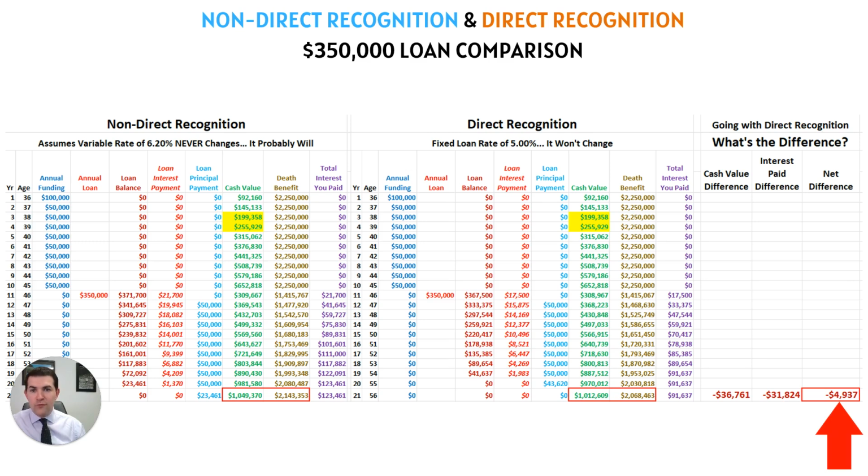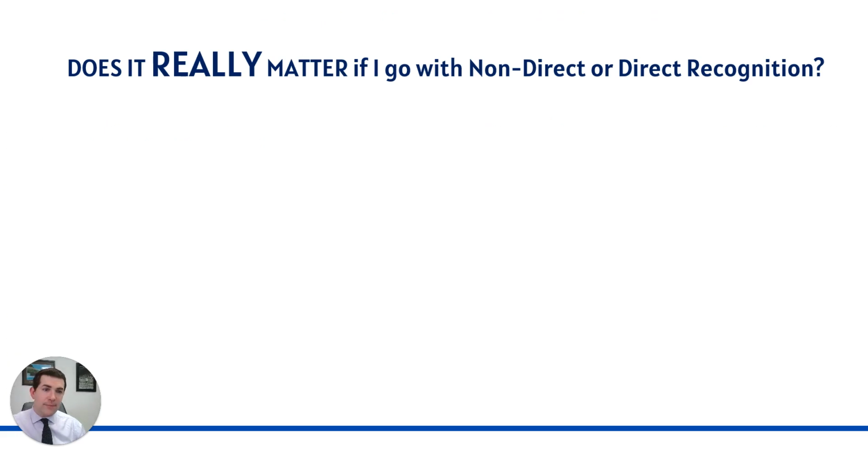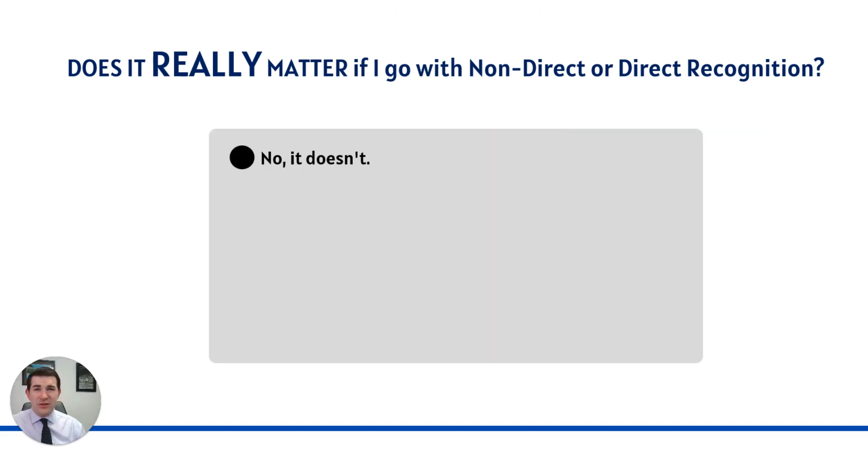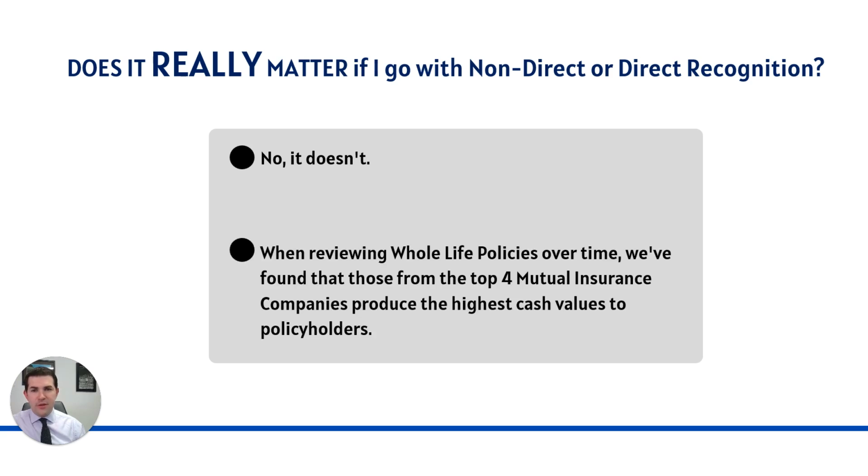In a case where over 20 years I paid in $100,000 in the first year, then $50,000 per year through year 10, took out a $350K loan, paid it at $50K per year, net difference over that 20-year period is $5,000. It's about $250 a year when we look at it. And again, if that variable rate goes up, these numbers are going to be closer. So not much difference at all when we look at it. So does it really matter? Well, no, it doesn't. In my opinion, I have not seen much of a net difference. And here's the big thing.